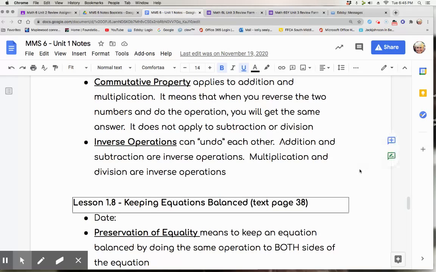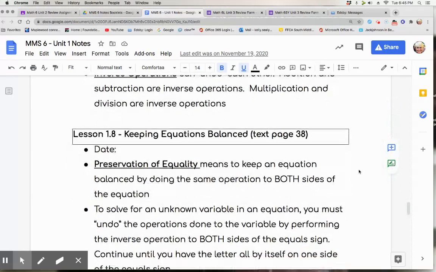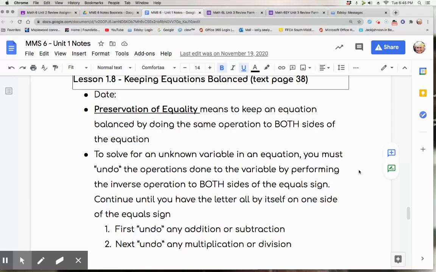The last lesson in this unit was Lesson 8, Keeping Equations Balanced. It's also called preservation of equality, and it means to keep an equation balanced by doing the same operation to both sides of the equation. To solve for an unknown variable in an equation, you must undo the operations done to the variable by performing the inverse operation to both sides of the equal sign. Continue until you have the letter all by itself on one side of the equal sign.